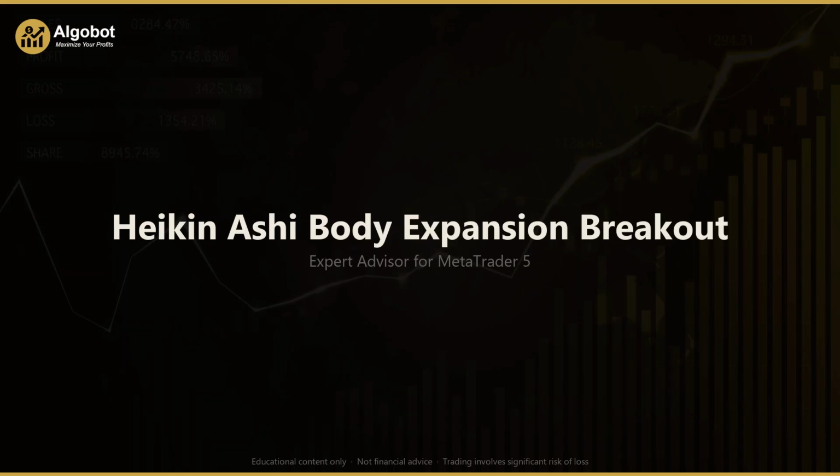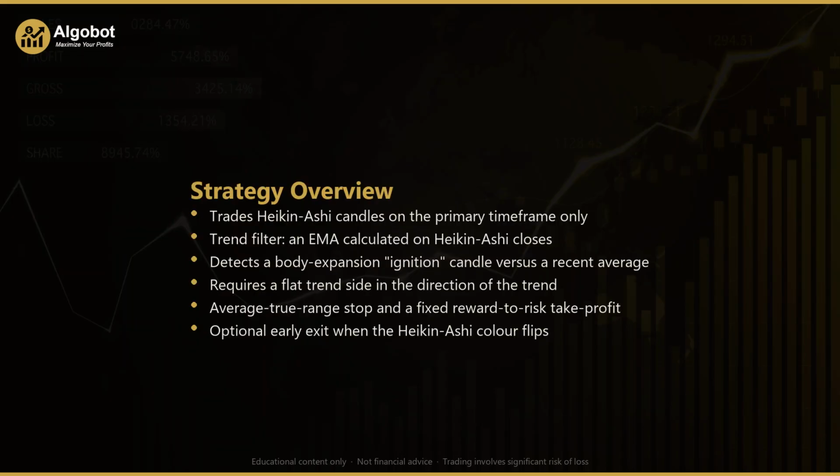Let's get started. So what exactly does this expert advisor do? At its heart, the Heikin Ashi Body Expansion Breakout is a trend momentum strategy. It is designed to continue with an existing trend rather than to fight it or predict reversals. The engine of the strategy is the Heikin Ashi candle. Unlike ordinary candles, Heikin Ashi candles are calculated from an average of the open, high, low, and close, which smooths out much of the market's noise and produces a cleaner run of colored bodies.